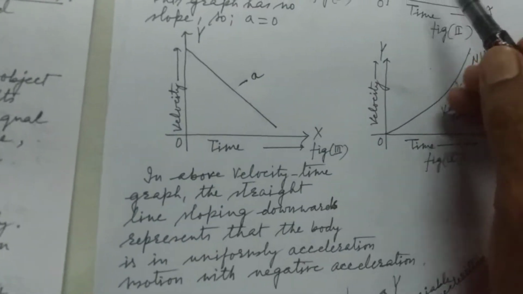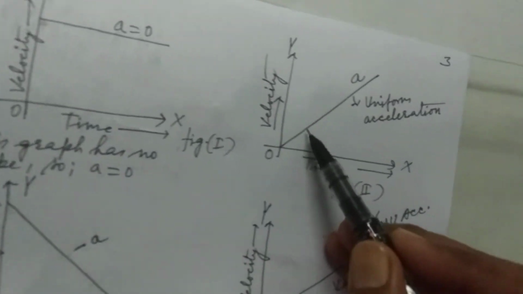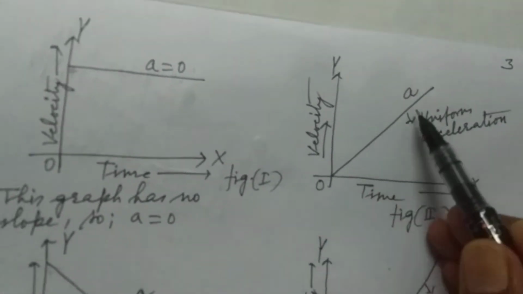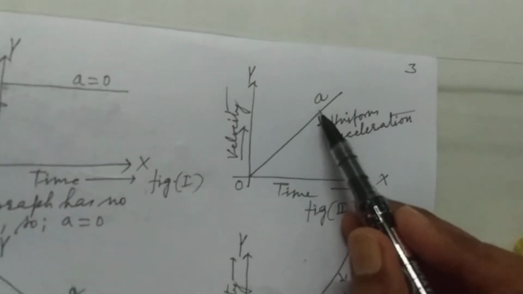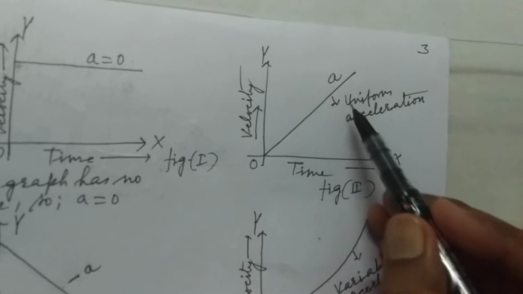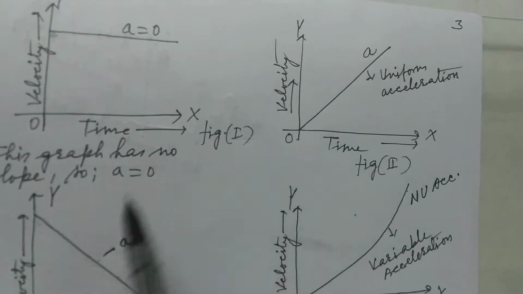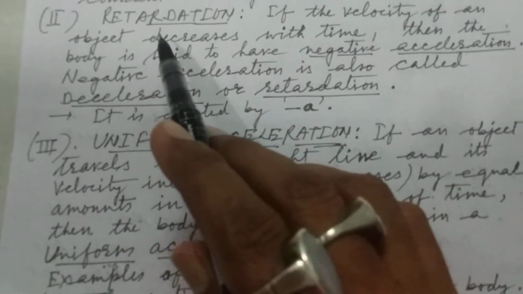Here the third one is given, a velocity-time graph. The graph is moving in the upward direction. The slope of the graph represents acceleration. It is uniform acceleration. Now I will tell about the retardation.